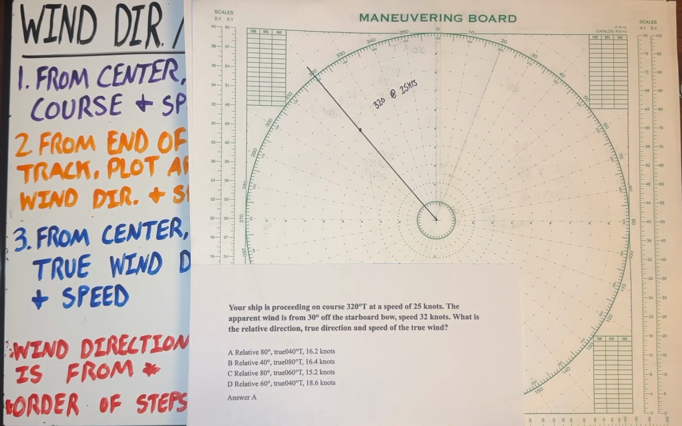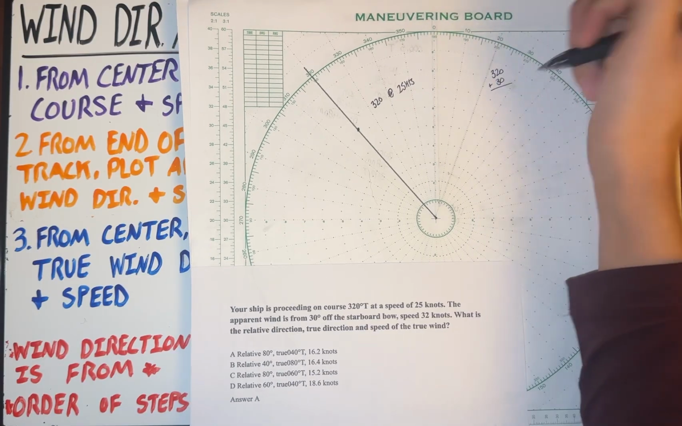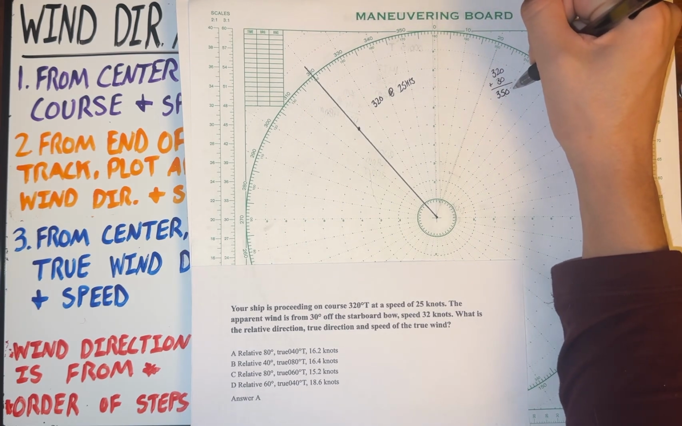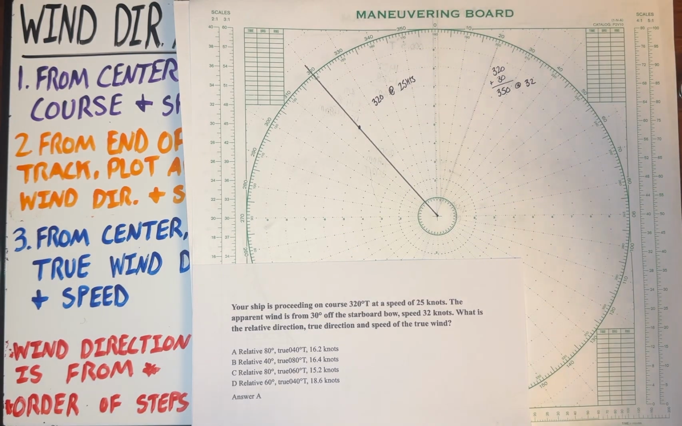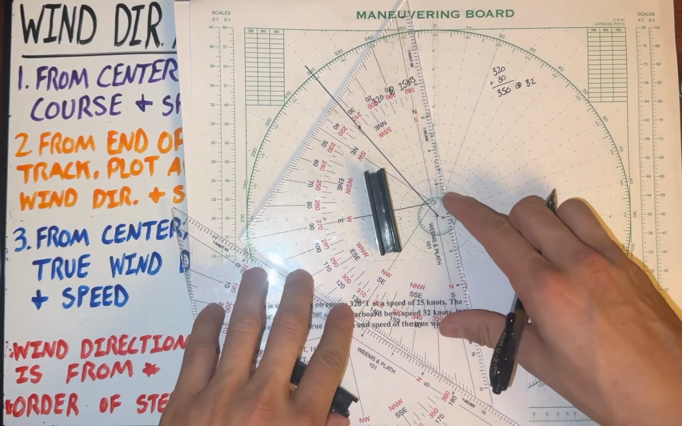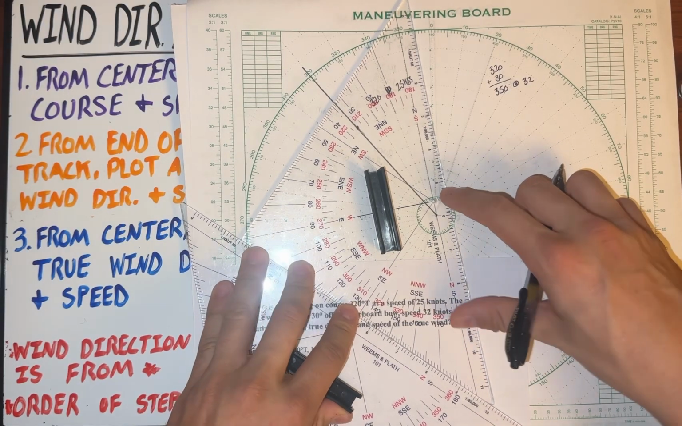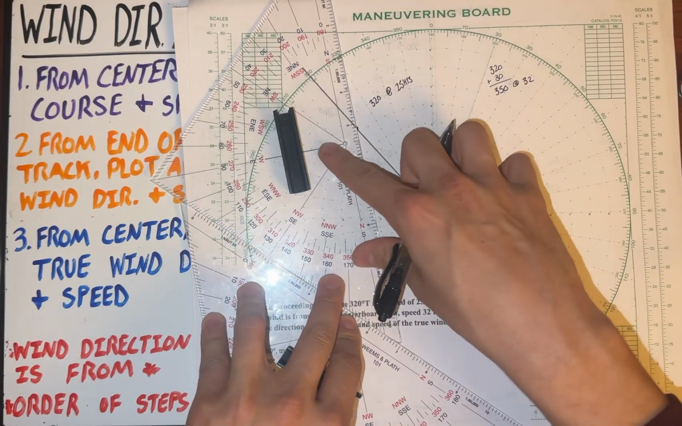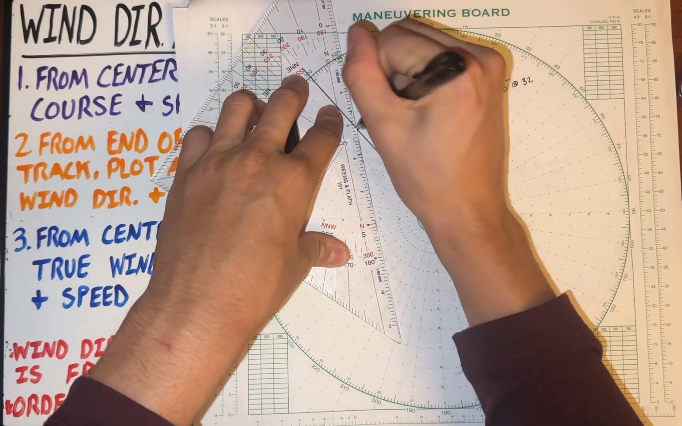So the apparent wind is from 30 degrees off the starboard bow. That's 320 plus 30 for a wind direction of 350 at 32. So I will take my triangles to 350, and then I will shift that over to the end of my track line as step 2 directs us to. And we'll draw that line out.